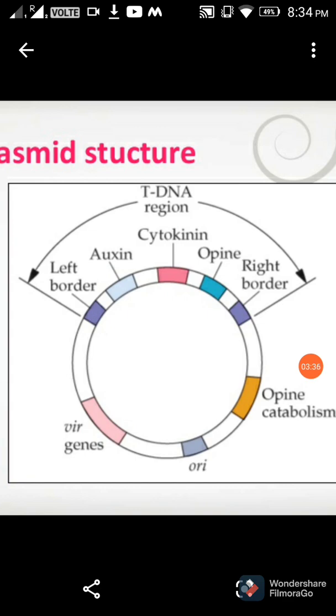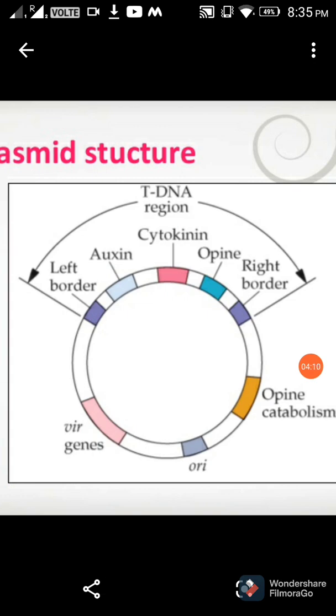So these TI plasmids are categorized into different categories. They are classified according to the opines they produce. Some produce nopaline, so they are referred to as nopaline plasmids. Those which produce octopine are referred to as octopine plasmids. And this tDNA region, as you can see, is flanked by 24 base pair direct repeat sequences called border sequences. You can see the left border and the right border.